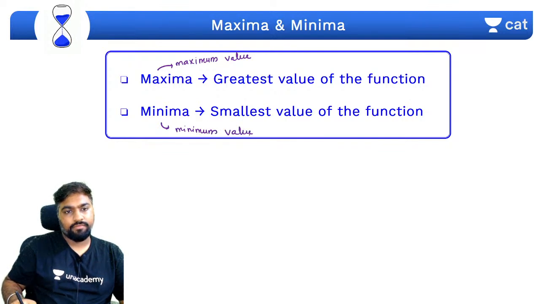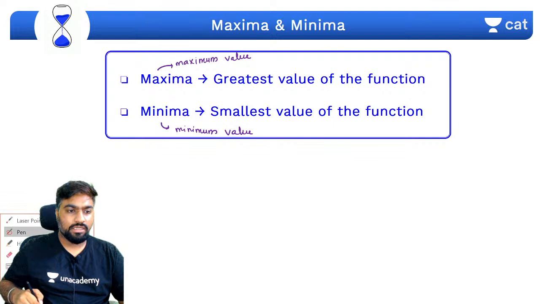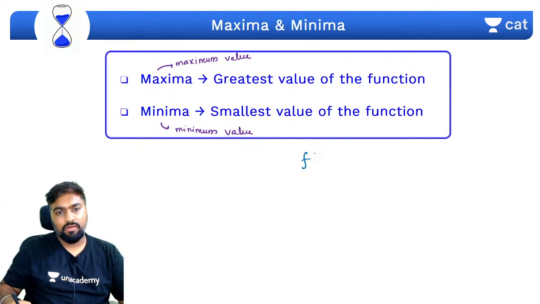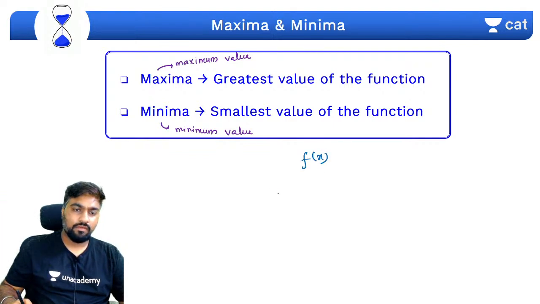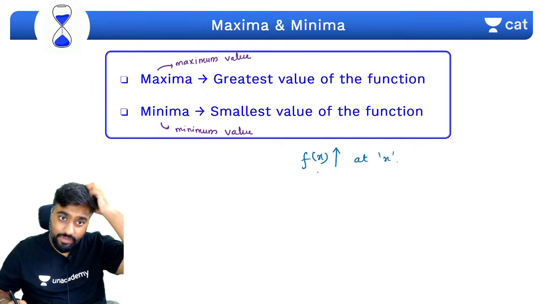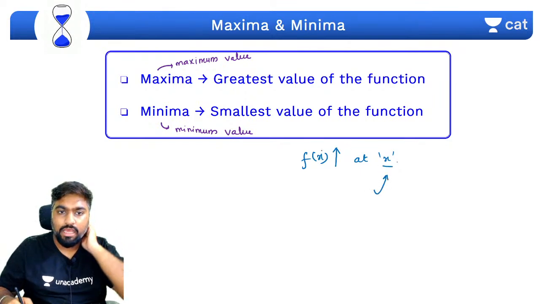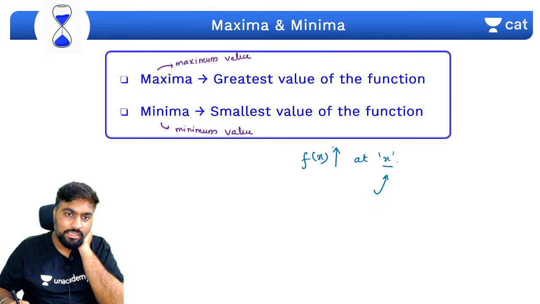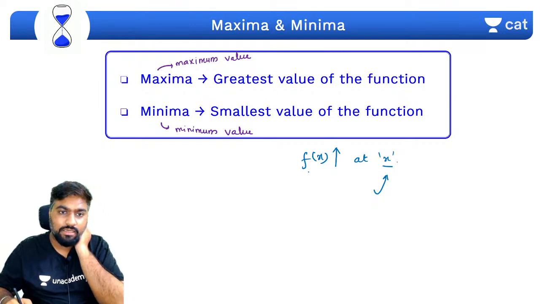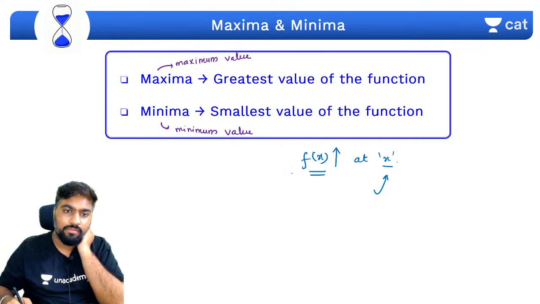So for any given function, let's say if there's a function given to us f of x, yes, maxima is the highest possible value of f of x at some value x. Getting it? When you substitute a value of x in f of x and f of x becomes the greatest, that is your maxima. Yes, this value will become your maxima.